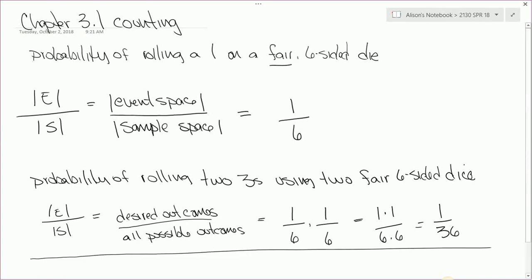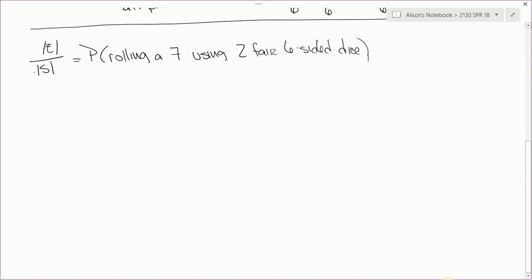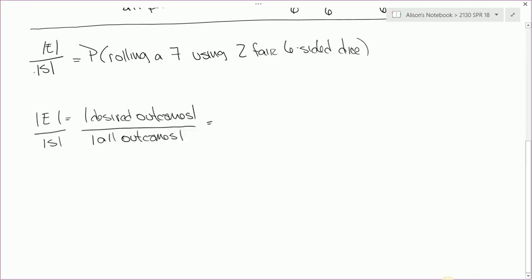So let's see if we can apply this to other discrete outcomes. What are the chances of rolling a 7 using 2 fair dice? This is going to be a little different than trying to get a matching pair, because now I want to find all possible ways there are for me to roll a 7. Remember, I need to take the event space, which is the total number of desired outcomes, divided by the cardinality of the sample space, which is all possible outcomes. For our purposes, desired outcomes are rolling a 7.